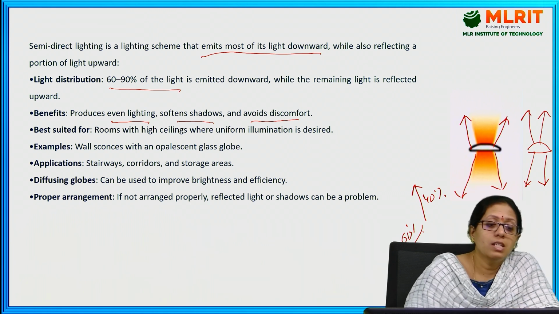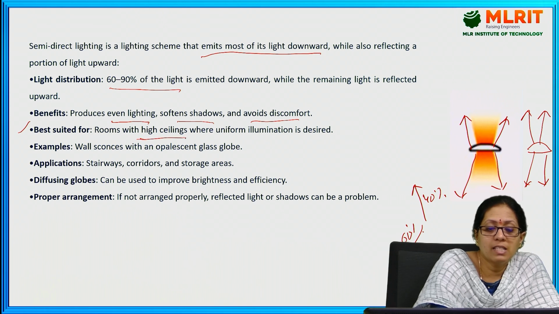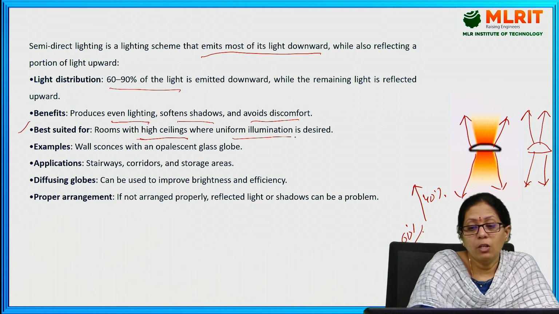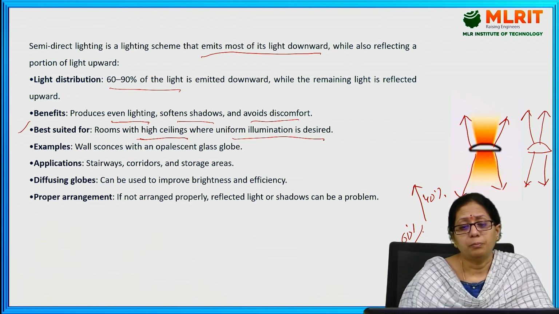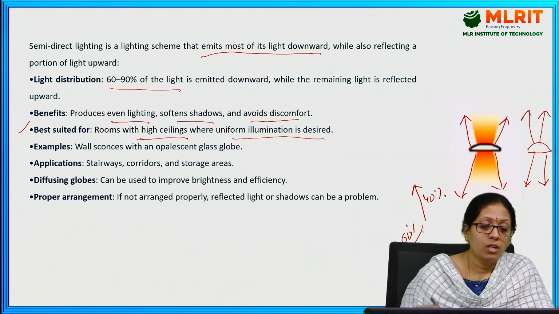And the next one is, it is best suited for rooms with high ceilings where uniform illumination is desired. Uniform illumination, that is, equal amount of lighting is required in all the space of a room. In those particular rooms which have high ceilings, we will be using this semi-direct lighting. Examples.